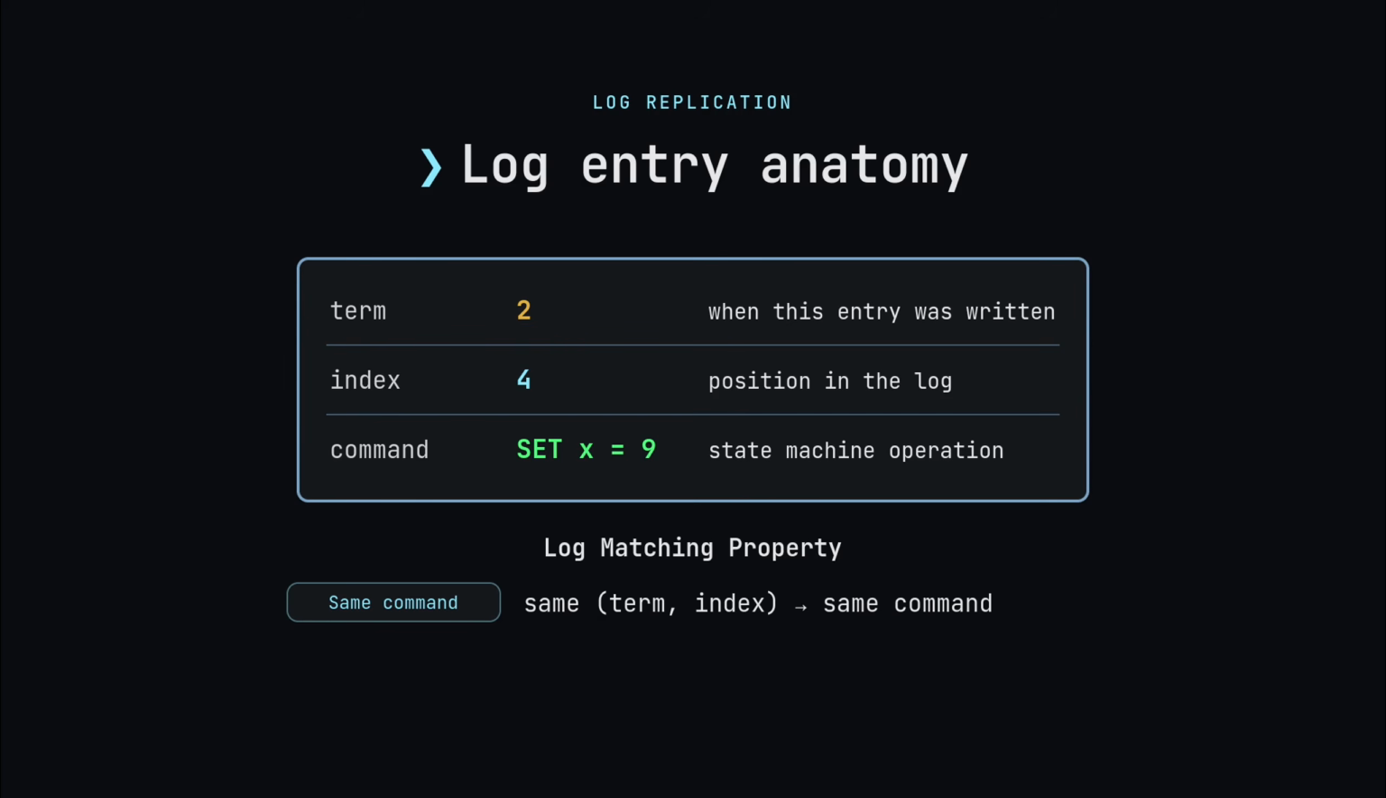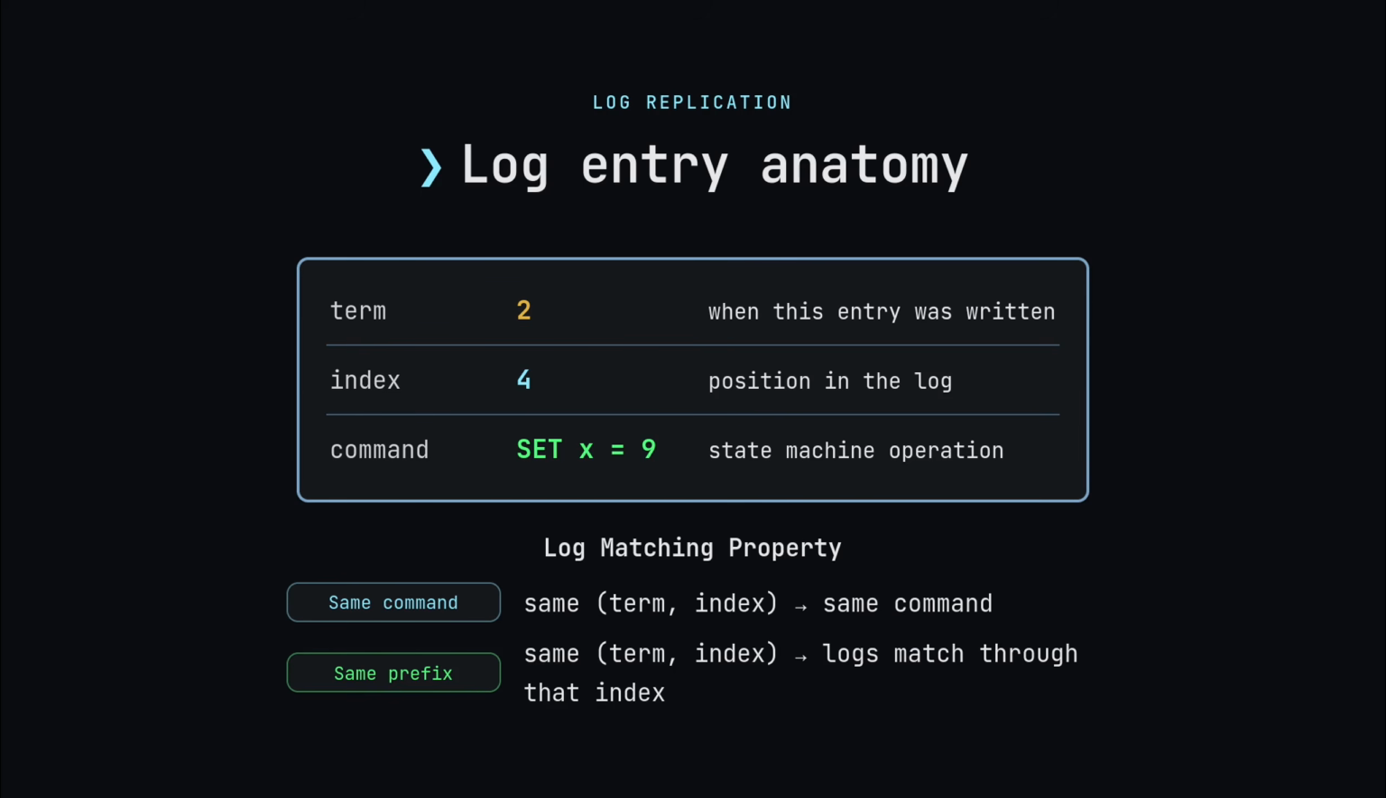One major property of Raft is called the log matching property, and it has two parts. If two logs have an entry with the same term and the same index, they store the same command. A leader only writes one thing at a given index in a given term, and entries do not move around afterward. And the second part is if they agree on that pair, the logs are identical from the start of the log through that index, which means they have the same prefix essentially.